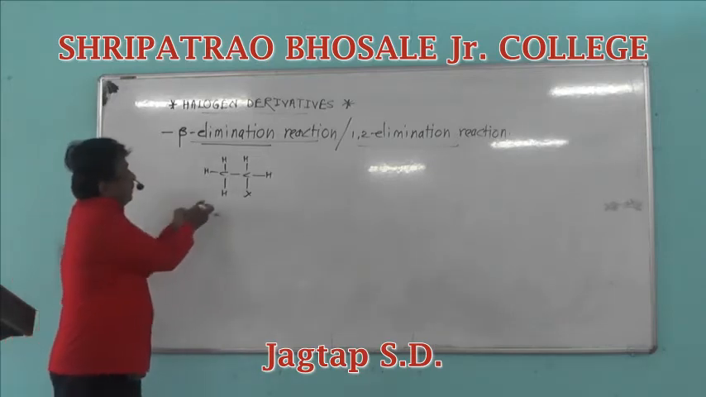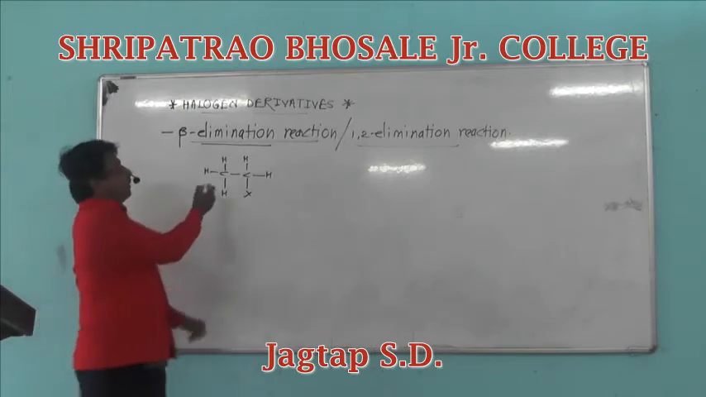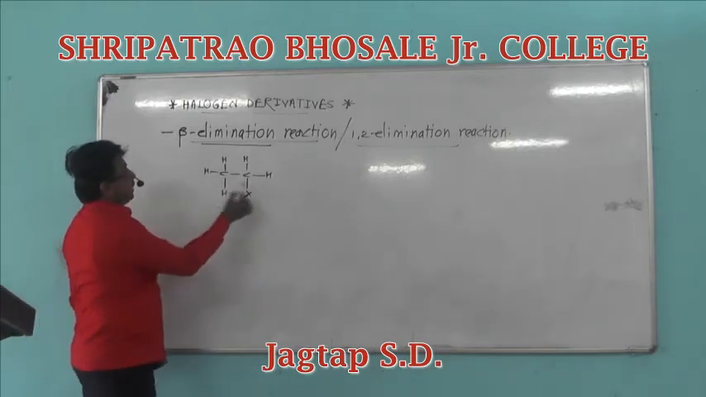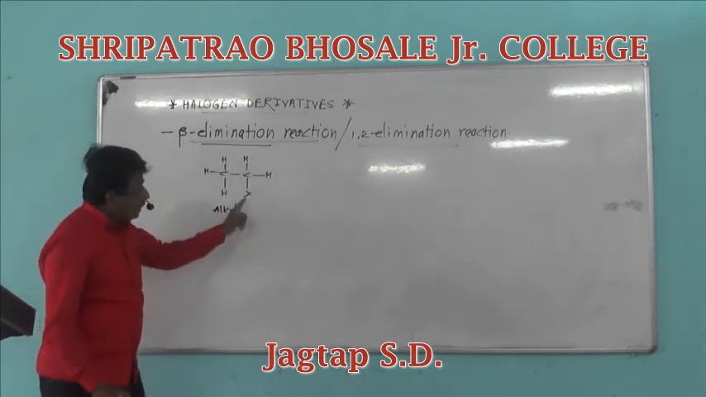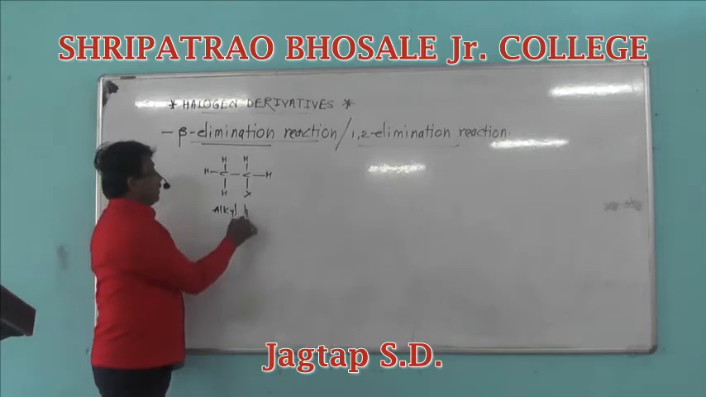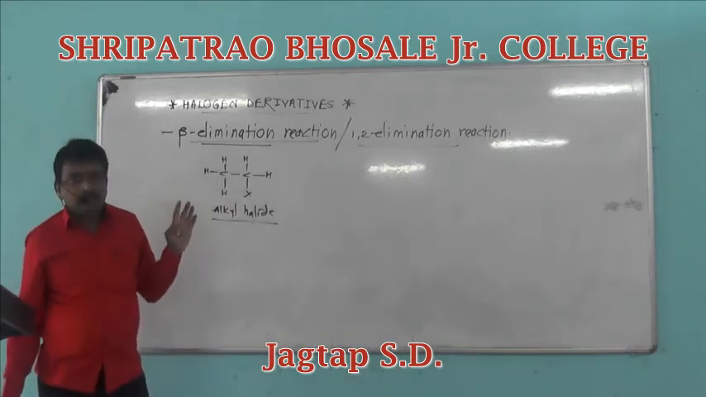According to the common system, it is named as alkyl halide. That is, write the name of the alkyl group attached to the halogen atom first, then followed by the word halide. So according to the common system, it's called an alkyl halide.